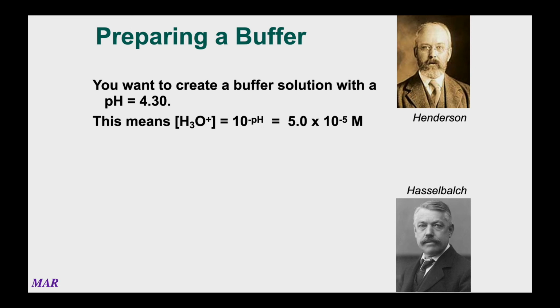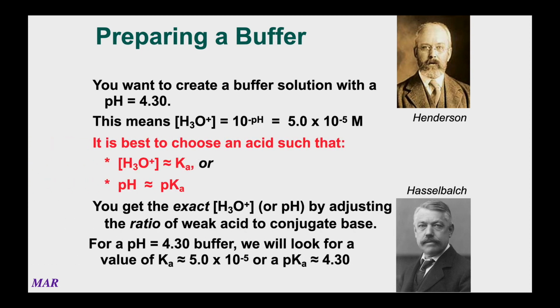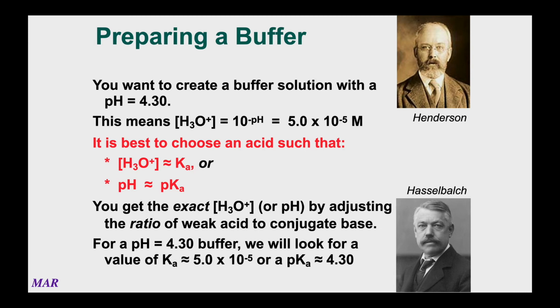So you go to the lab and you're like, what kind of system should we use? Well, you must use a buffer system, a weak acid and its conjugate. We want to pick one where hydronium is about equal to Ka or pH is about equal to pKa. We saw how pH in Henderson-Hasselbalch equals pKa plus log base over acid. So if you start with a pKa close to your pH, that'll be good. And then you can fine-tune that base to acid ratio later. You can also think about it as the hydronium about equal to the Ka, and either way is fine.